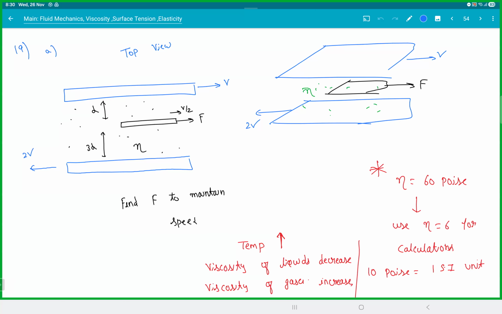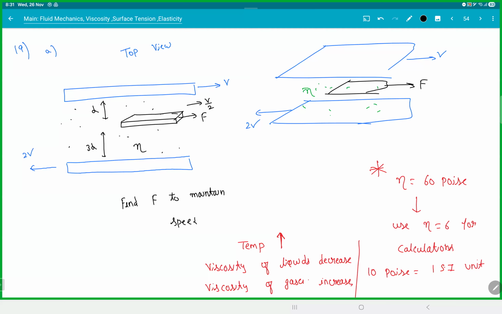Sure. Let's start off with viscosity. So we have two plates. The upper plate is going with V and the bottom plate is going with 2V. And in the middle, there is another plate of area A, which is going with V by 2. Viscous force is eta and 3D. These are few data points.